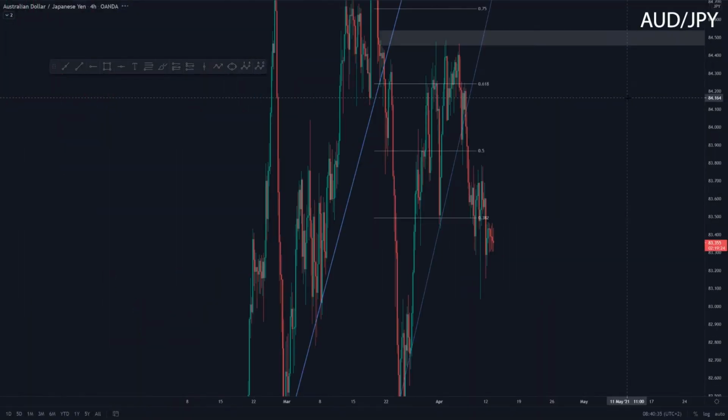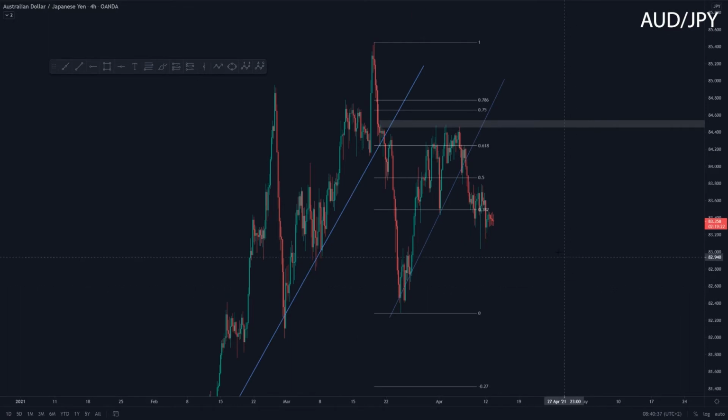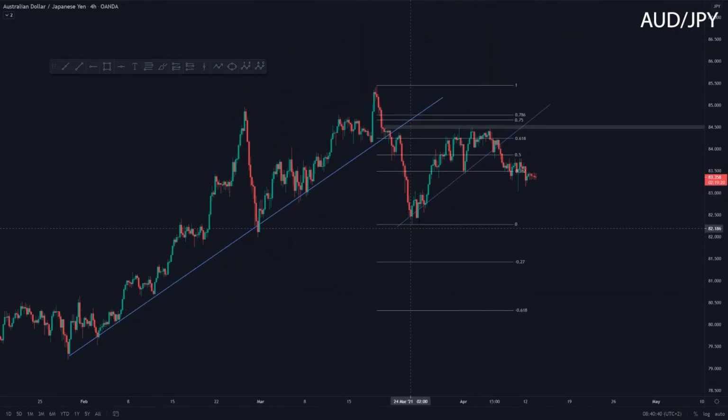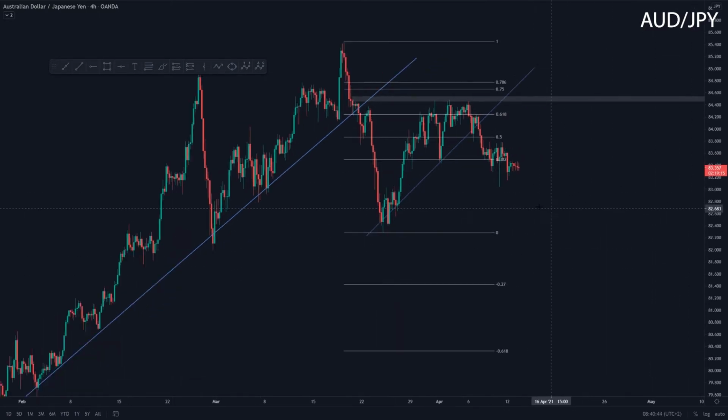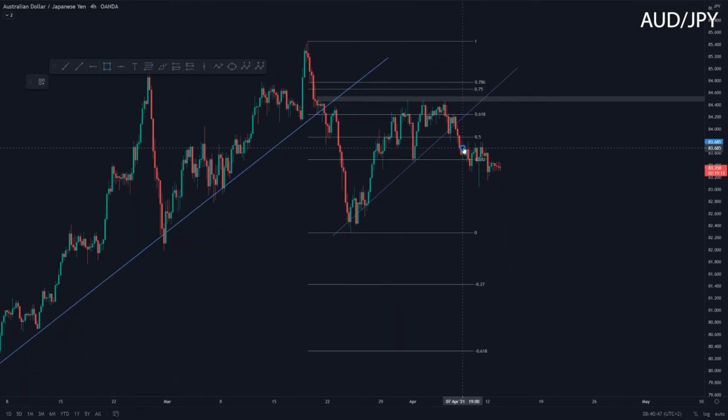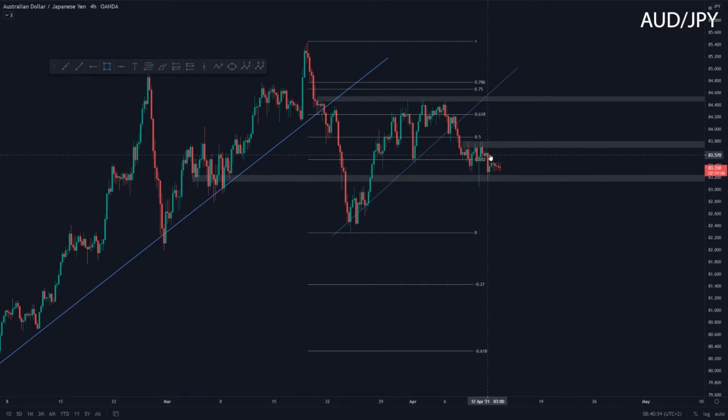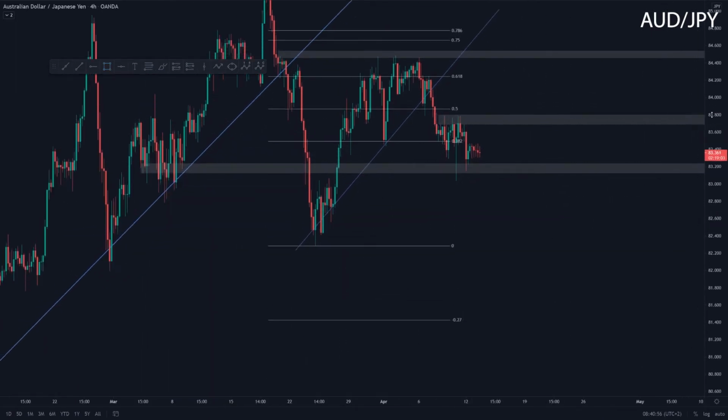And Aussie Yen hasn't been doing much, to be honest. We broke this ascending trend line, after which we've just been consolidating. So these are the two levels between which we are currently moving. So currently moving in between 83,800 and 83,200.